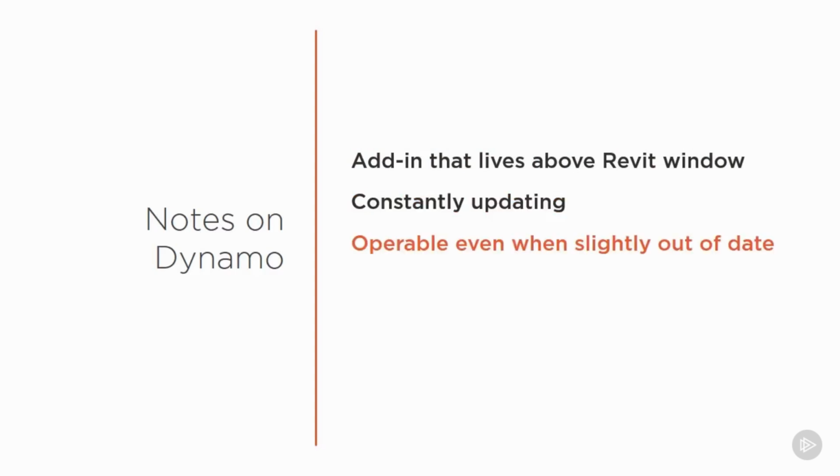The best thing about the way that they've set up Dynamo for open source use is that it's operable even when it's slightly out of date. So if it's been a couple weeks since you got back into developing a Dynamo definition, it should still be operable even if there were a couple of small package updates. In some instances, when they go from version 8 to version 9, for instance, you may have to upgrade before you're able to produce anything.